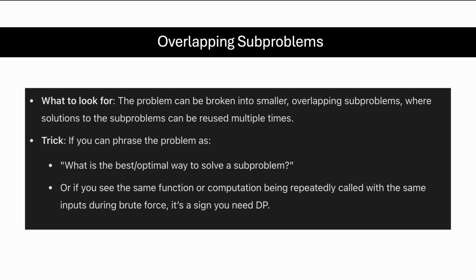So what is the best optimal way to solve a subproblem? This is point one. Or if you see the same function or computation being repeatedly called with the same inputs during brute force, it is a sign of DP. For example, a very simple example, the Fibonacci series, which is a very popular problem. We can solve it in a brute force way. We can create a recursive function, return fib(n-1) plus fib(n-2), and then we just need to handle the edge case where the recursive function will terminate. So if n is less than or equal to 1, we return n.